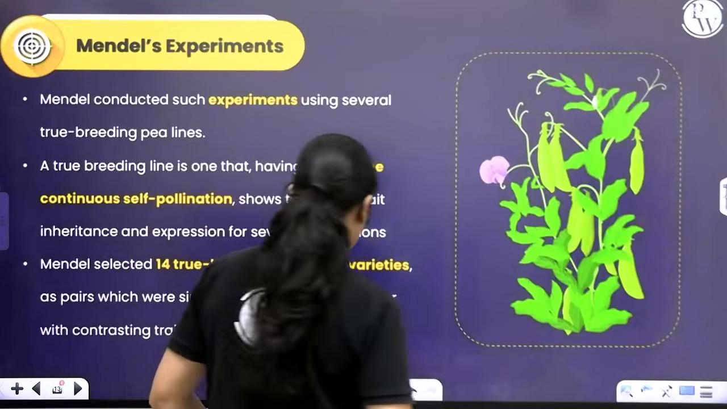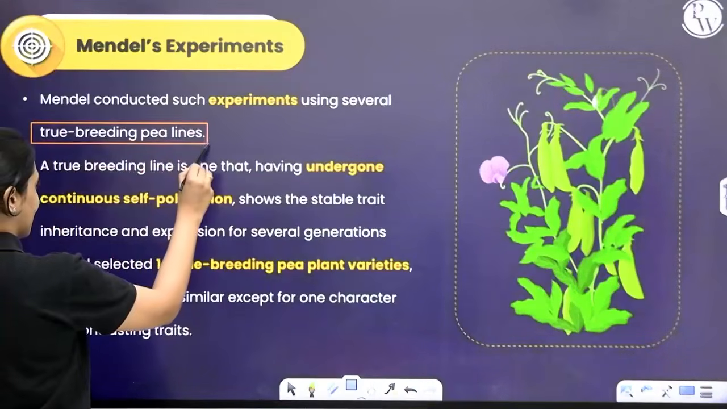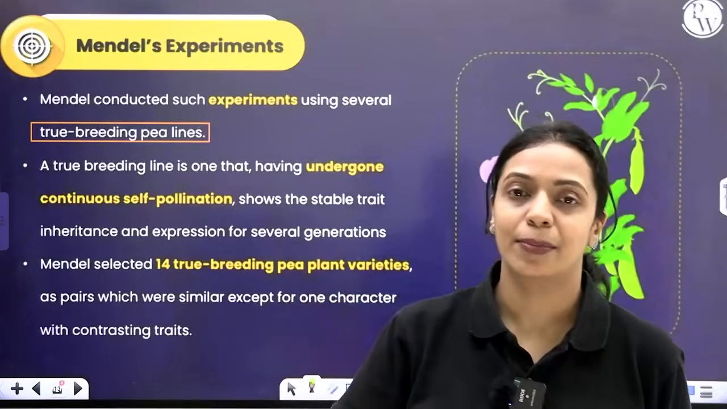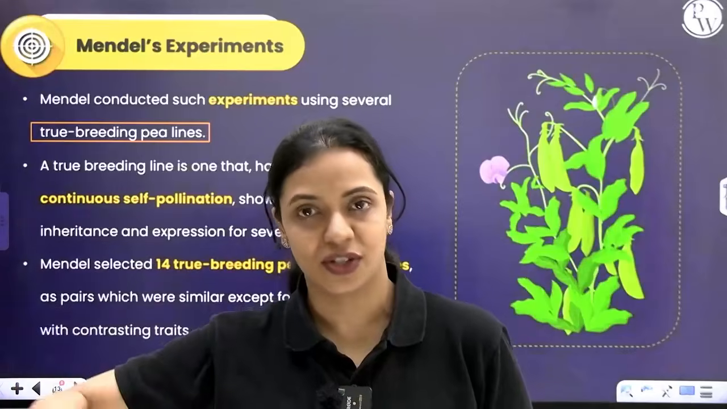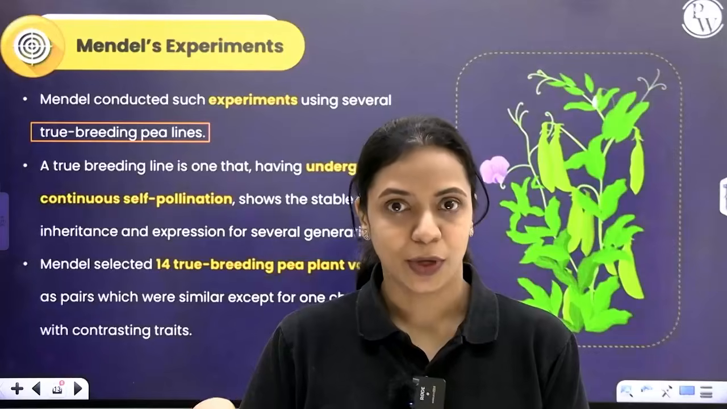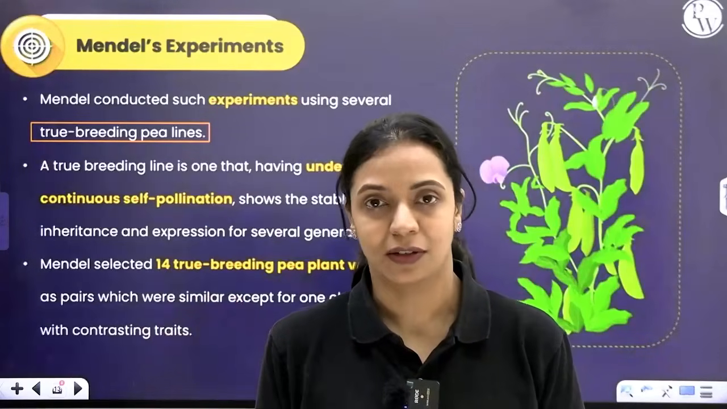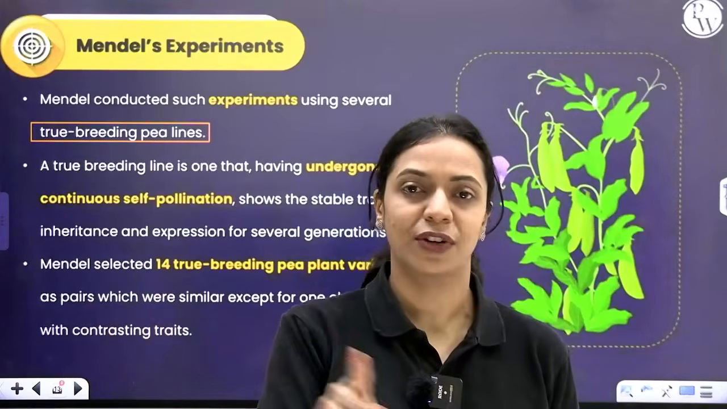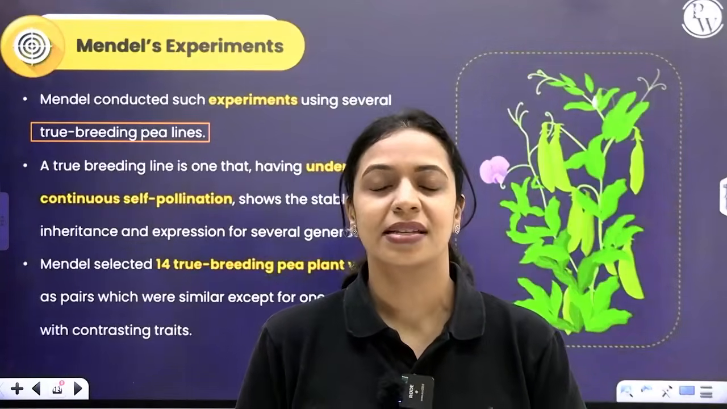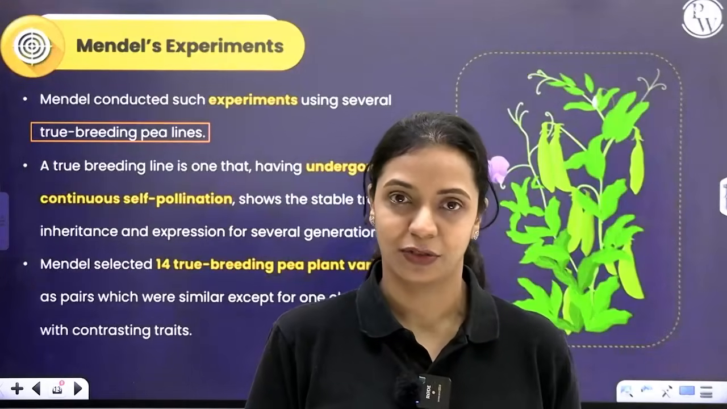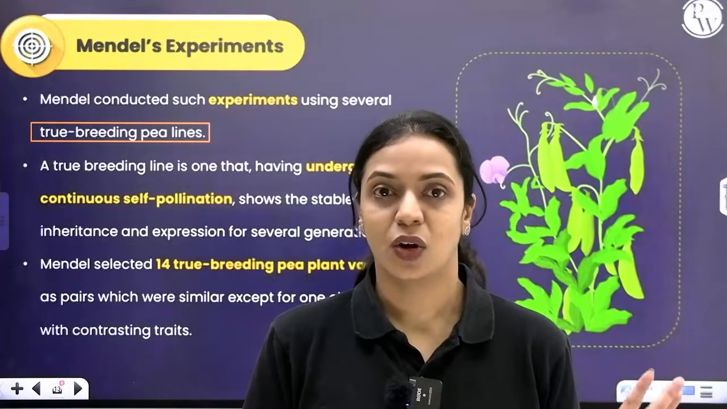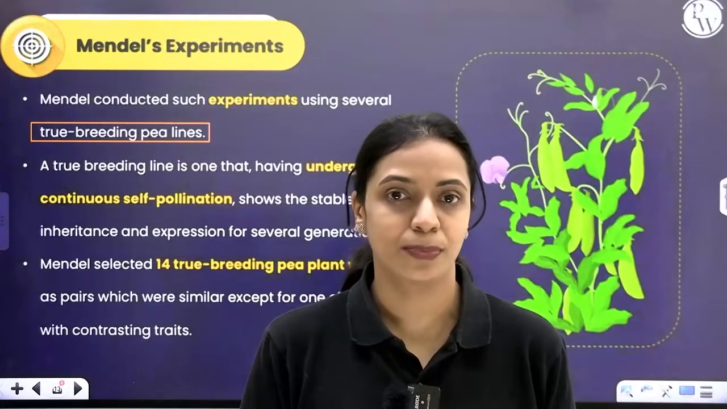So Mendel conducted his experiments using true breeding pea lines. What is a true breeding pea line? True breeding means you're allowing them to undergo self-pollination generation after generation, such that if I'm taking a plant that produces violet color flowers, purple color flowers, I allow it to undergo self-pollination for several generations, up until the point I'm 100% sure that if this plant undergoes self-pollination, I'm only going to get violet colored flowers. Up until that point, if you are self-pollinating it, then what you obtain is called a true breeding variety or a pure line.